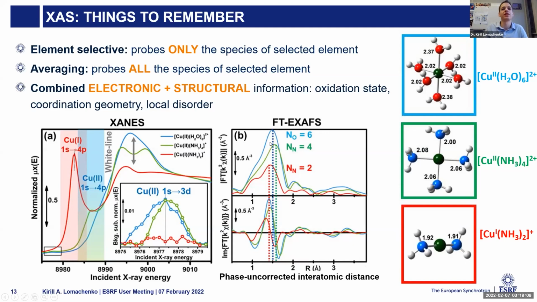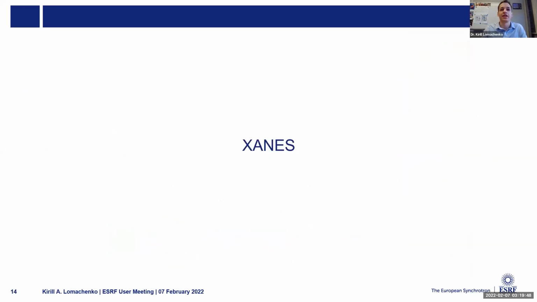And from EXAFS, you also see that the EXAFS Fourier transform shows you that the number of ligands is different, and the intensity of this main maximum is proportional to the number of nearest neighbors: 2 for diammine, 4 for tetraammine, and 6 for the copper hydration shell. But also the position of these maxima is different, and that reflects the different average bond lengths of the species. But we'll talk about all this in more detail slightly later. So first, let's have a look in more detail at XANES.